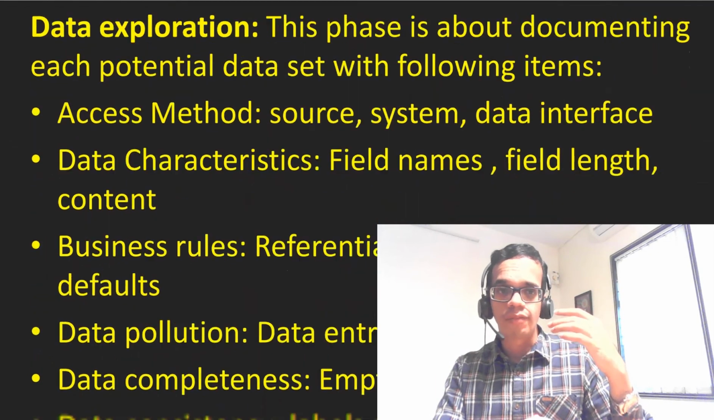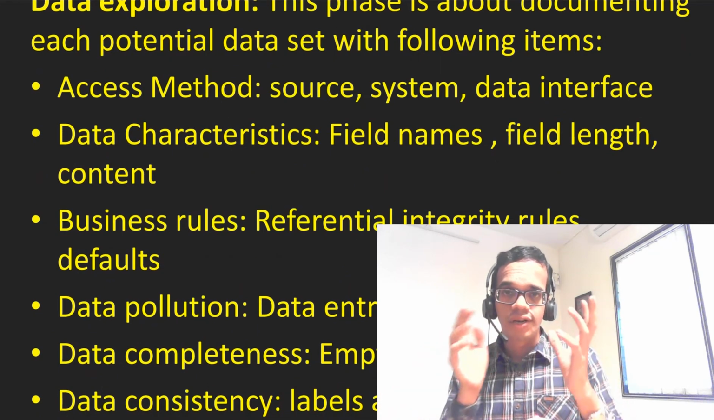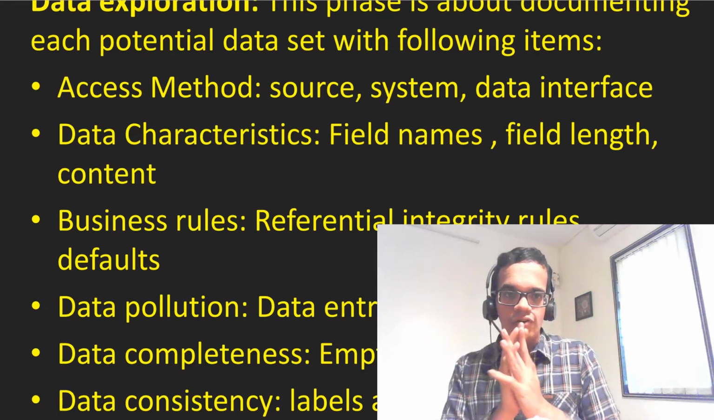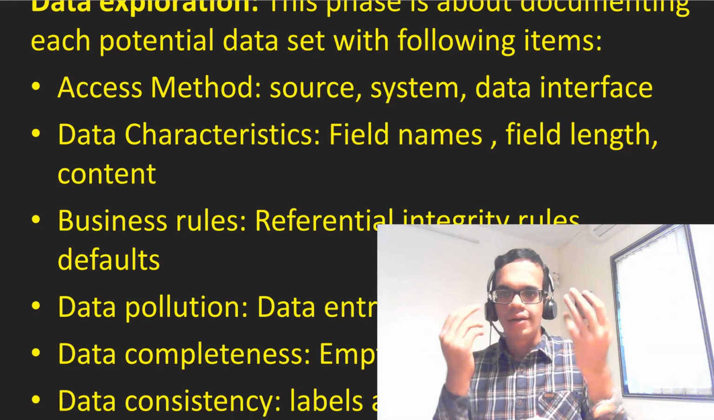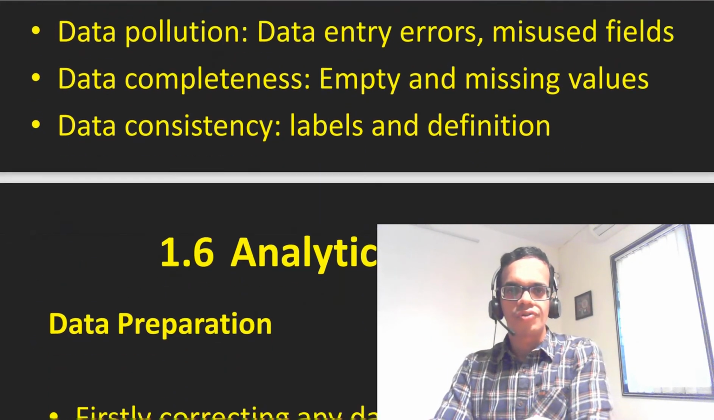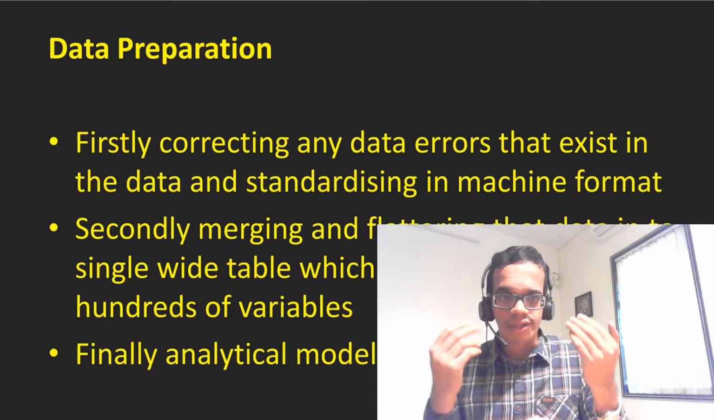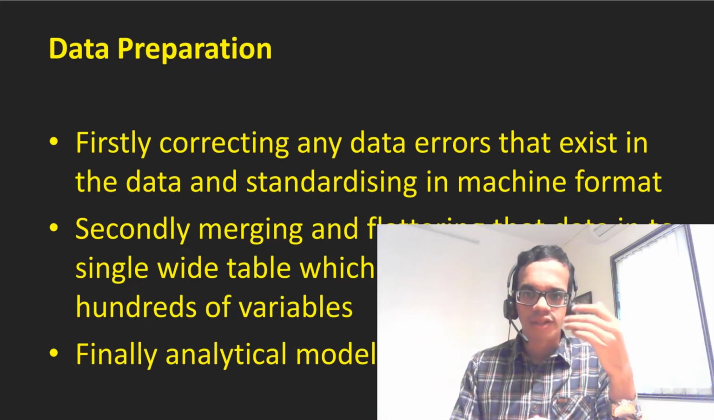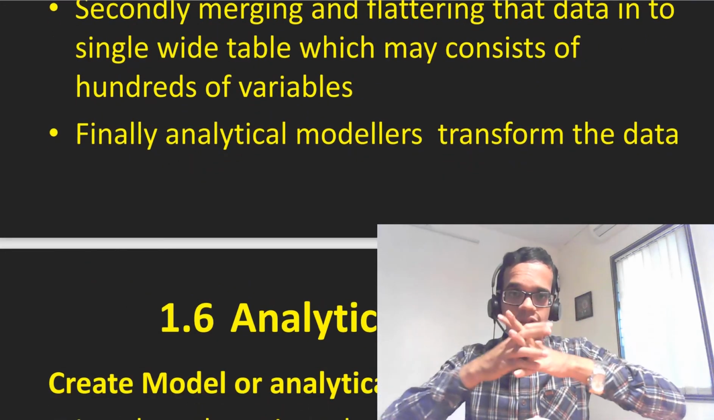How the business algorithms work, what access methods are being used, the data business characteristics, fields, land size, the context, business rules, business regulations, the default rules, the business populations, misuse and the business field competencies, understanding business situations, data consistencies, the business labels. Analytical models for data preparation are also used for considering data access and standardization of business formats, and for considering the table of hundreds of business variables.